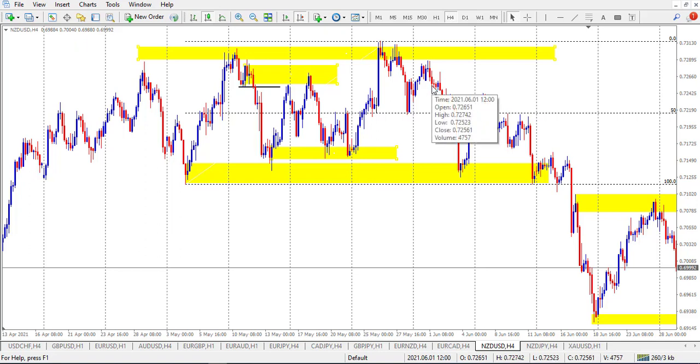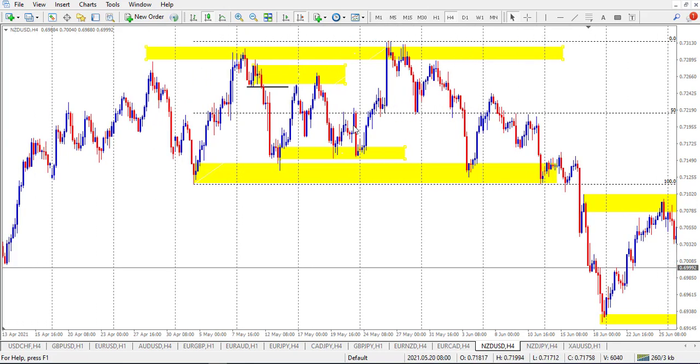So I need you to understand something in these consolidations, guys. If you are going to use this strategy, or this idea in your trading, in consolidations, I want you to avoid by all means to enter.